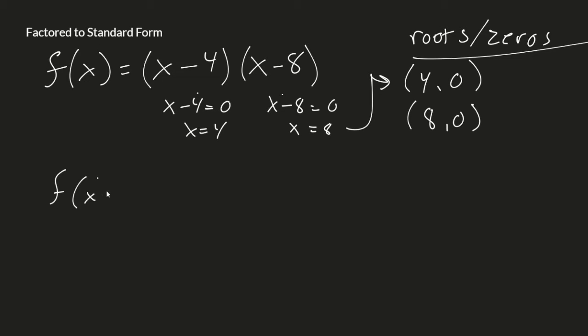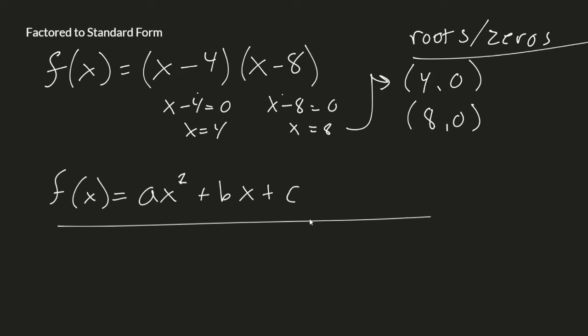Well, standard form is just the descending order of degrees of our polynomial, where you take each of the terms and express them in a form like this: ax squared plus bx plus c. And the easiest way to get there from factored form is to simply multiply out or distribute our two binomials. So I'm going to go ahead and take (x minus 4)(x minus 8), keep f of x over here, and we're just going to multiply this out.